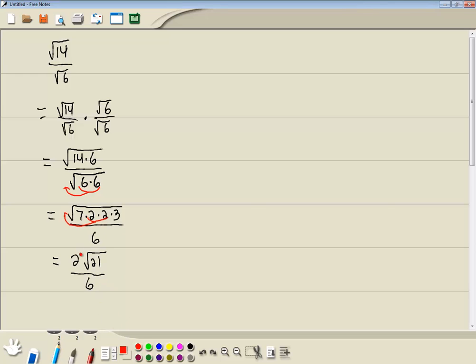And then the last thing, 2 and 6 are both divisible by 2. 2 divided by 2 is 1. 6 divided by 2 is 3. So our answer is going to be the square root of 21 over 3.